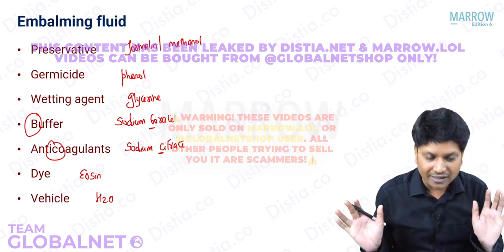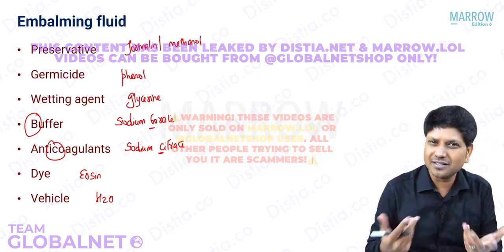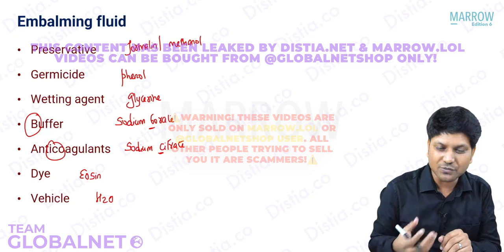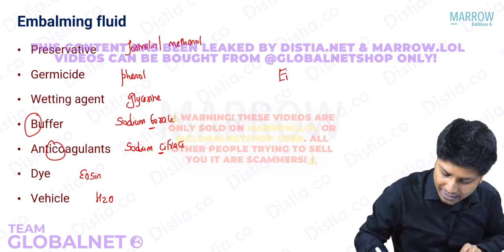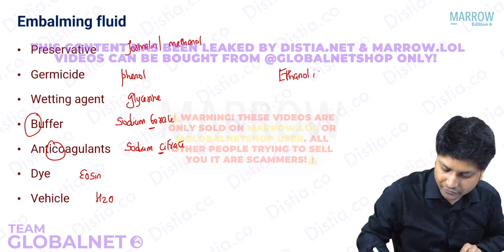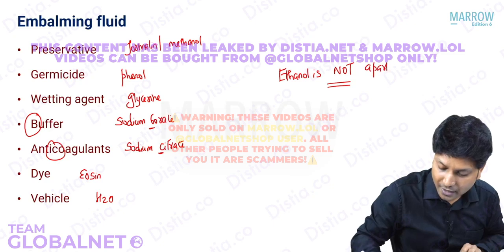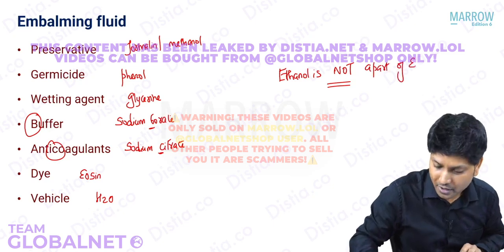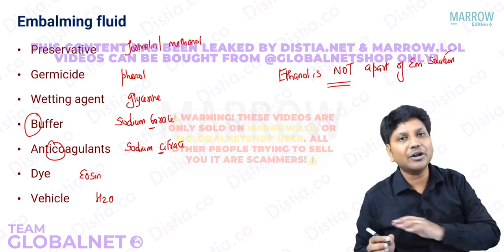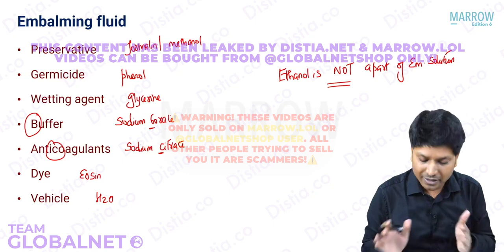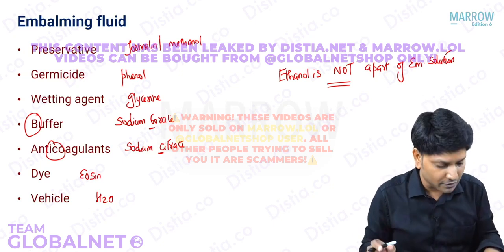We are injecting liters of chemical embalming solution into the body. I do understand this is very important. From a student's perspective, it's very difficult to memorize all these things. But for MCQ purposes, what you have to remember is ethanol is not a part of embalming solution. Do underline it. Ethanol is not a part of embalming solution. That is one important MCQ that you need to know. Whether you remember the remaining chemicals or not doesn't matter, but remember that ethanol is not a part of embalming solution.